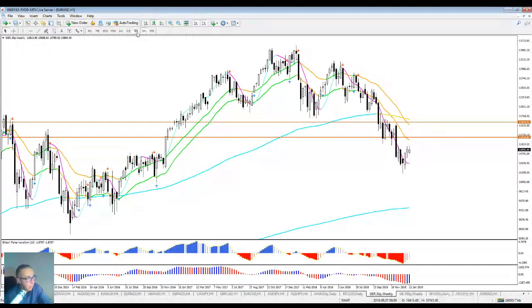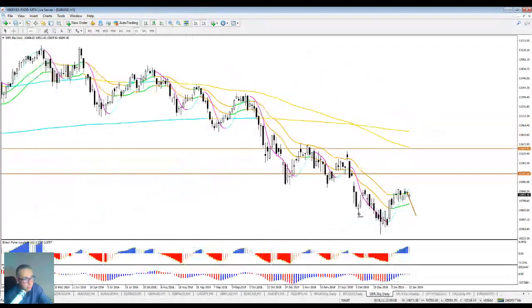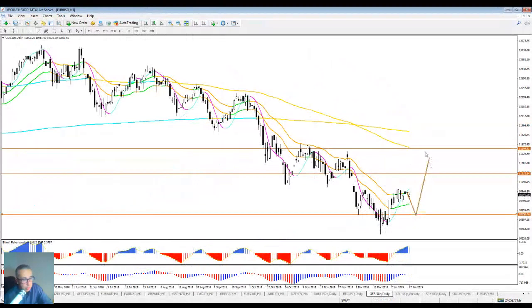But ultimately, I think we might get a head and shoulders like this. This being left shoulder, this being head, this being right shoulder. And we could expect an upside continuation into this zone, which I think afterwards still will be a resistance spot for a move down again.